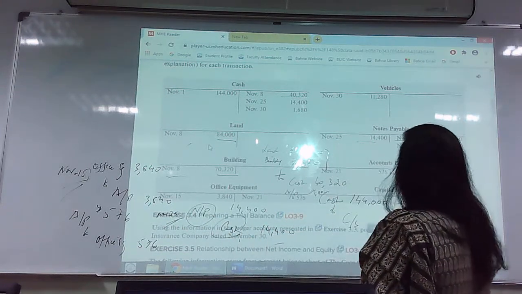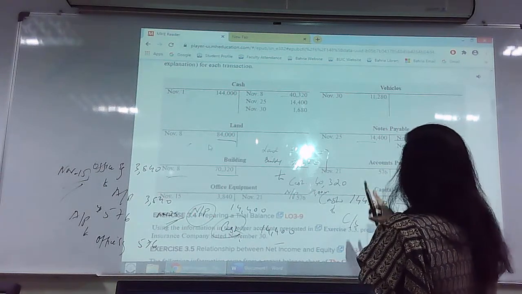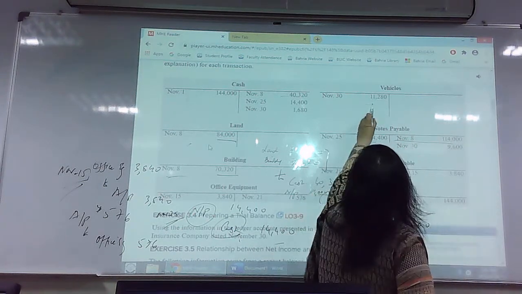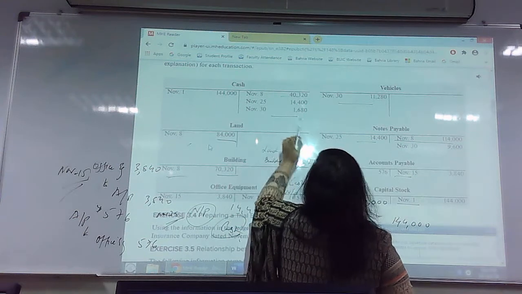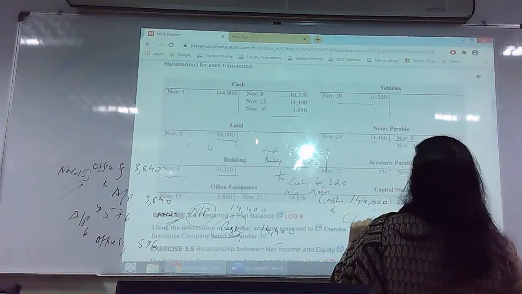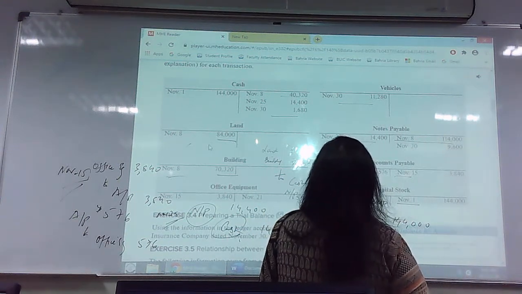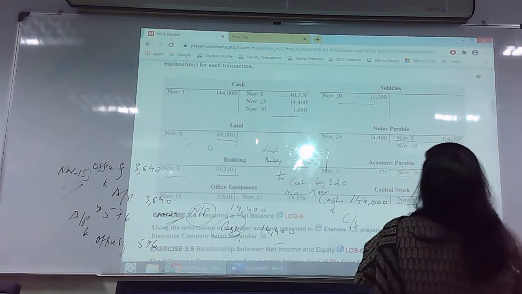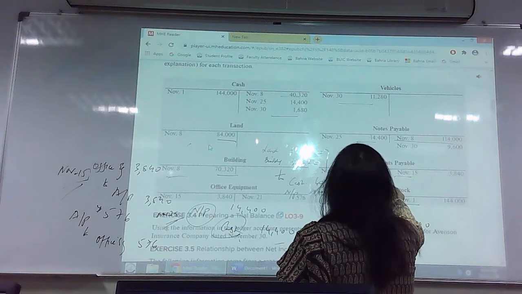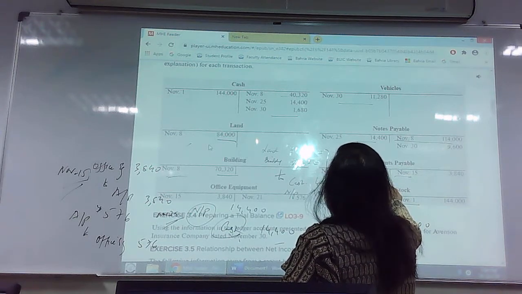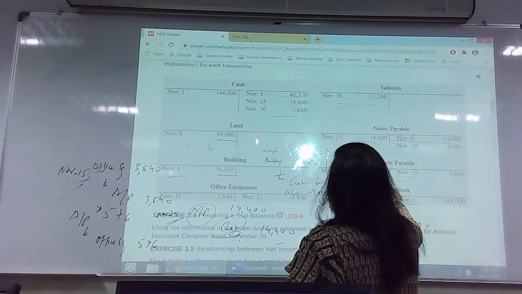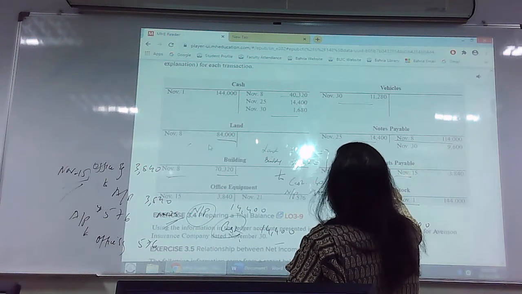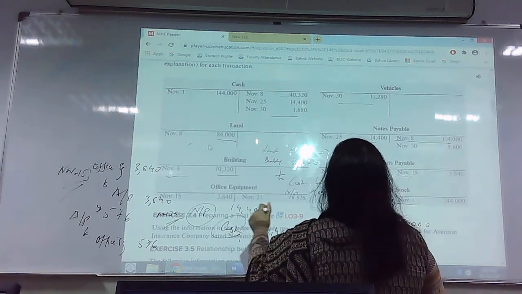Then you have November 30th. Now, interesting is that this is vehicles. You purchase the vehicles by giving this cash, and what else do you have? Okay, accounts payable was, no, not accounts payable, this is, okay, what else do we have? Because this account has to be balanced. So we have to see what else is on November 30th.